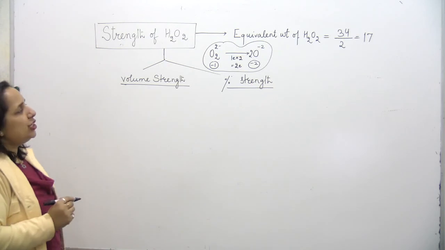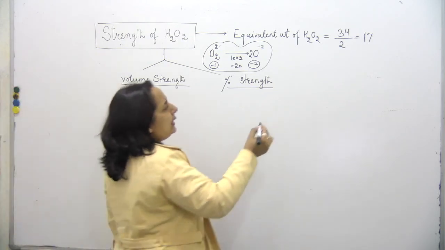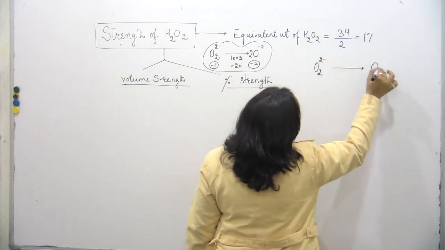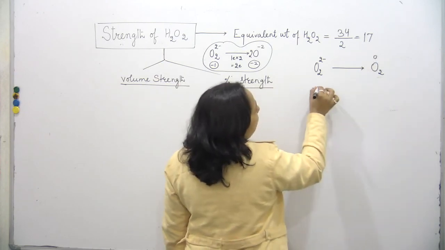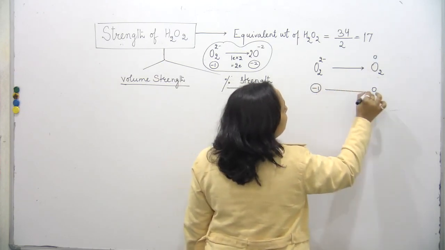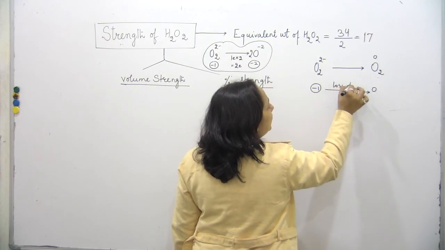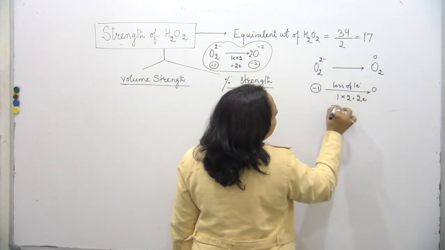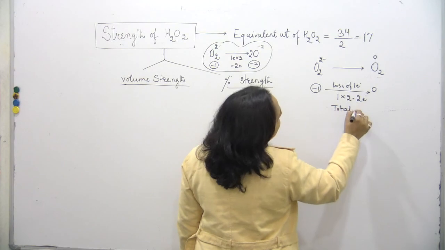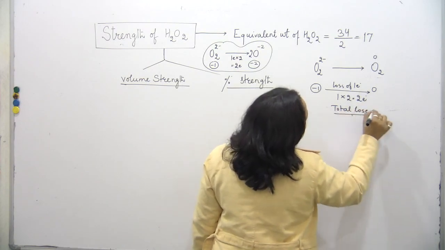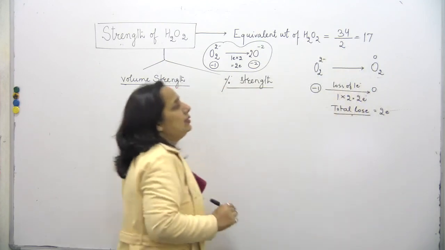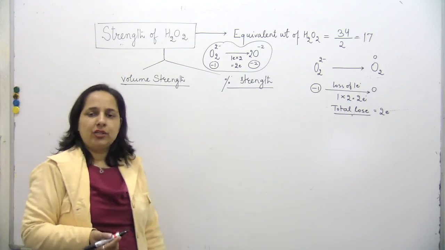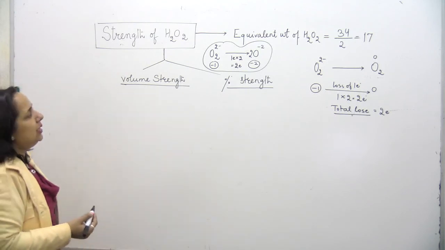So peroxide can change into oxide, or peroxide can change into O2, that means 0. So -1 to 0, a loss of 1 electron. There are 2 oxygen atoms, therefore the total loss is 2 electrons. Again we can say the same division number is there, divided by 2, it is going to be 17. So the equivalent mass of H2O2 is always 17, whether it is losing or gaining electrons.